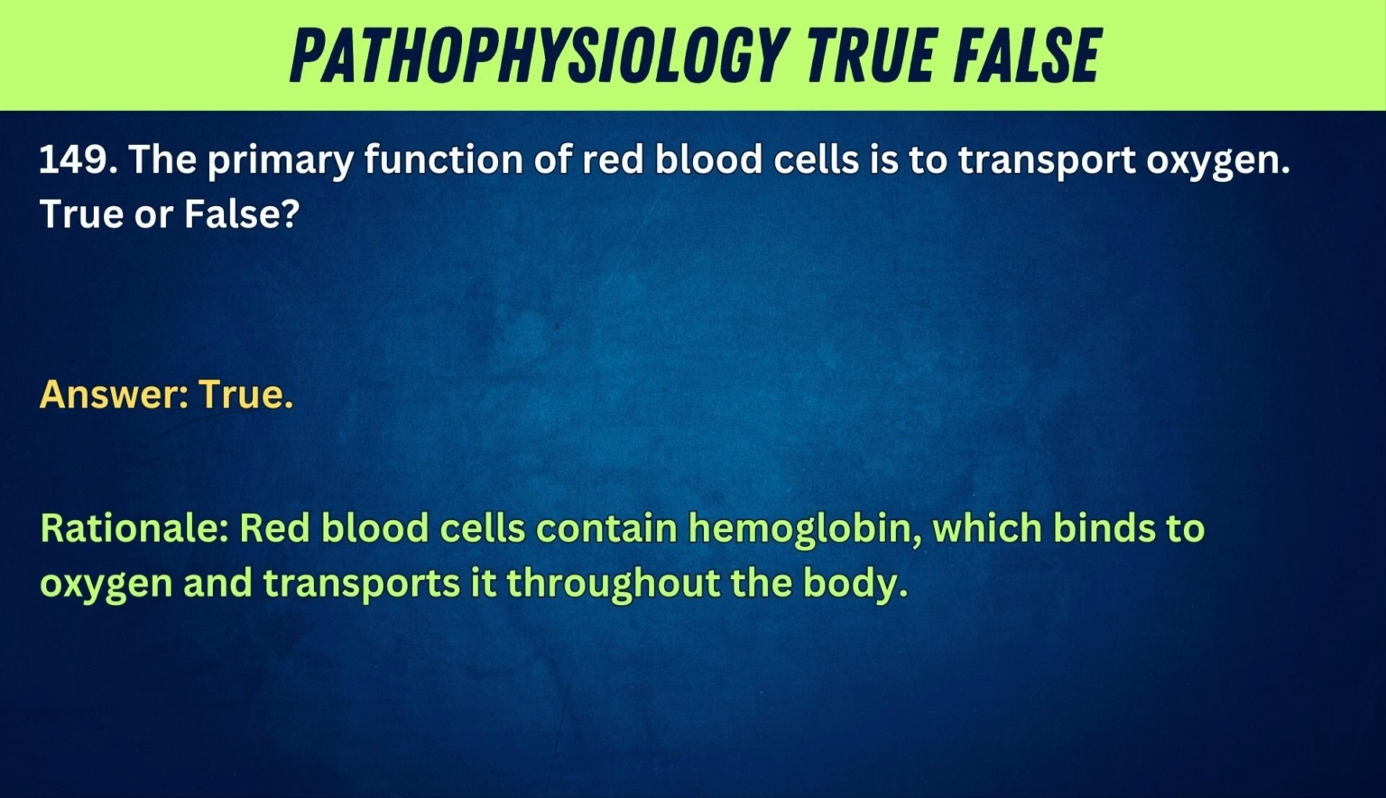149. The primary function of red blood cells is to transport oxygen. True or false? Answer: true. Rationale: red blood cells contain hemoglobin, which binds to oxygen and transports it throughout the body.